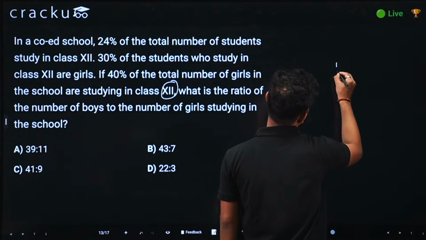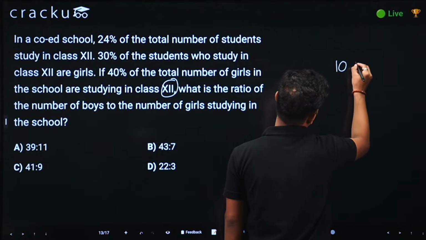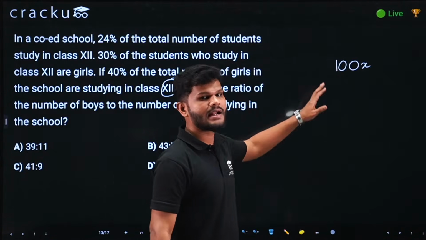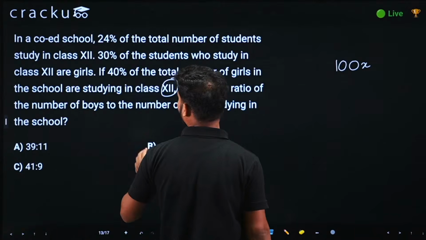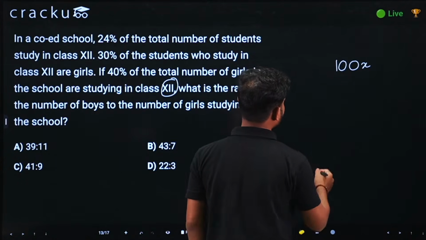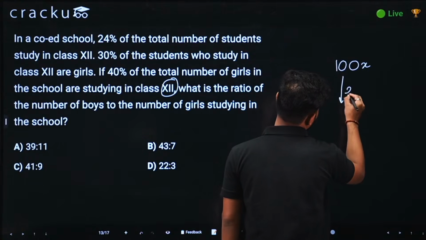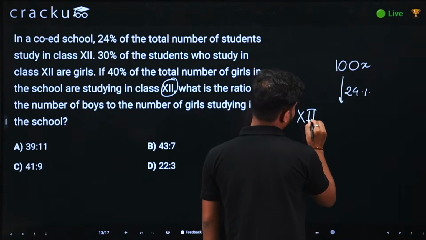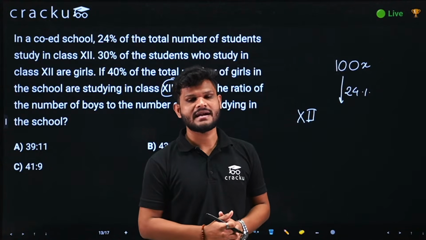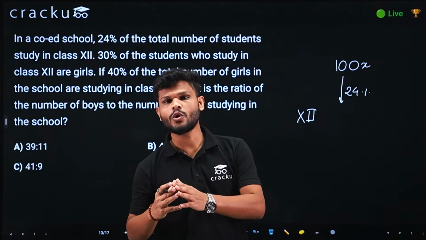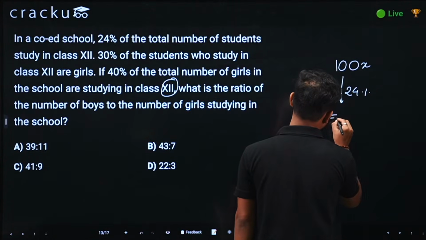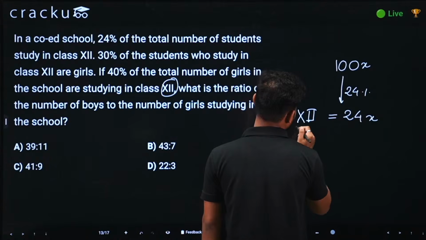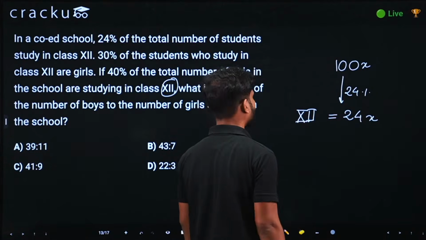Let us say the total number of students in the whole school is 100x. Out of them, 24% study in class 12. So what is 24% of 100x? It is 24 by 100 into 100x, which is 24x. So the total number of students in class 12 is 24x.